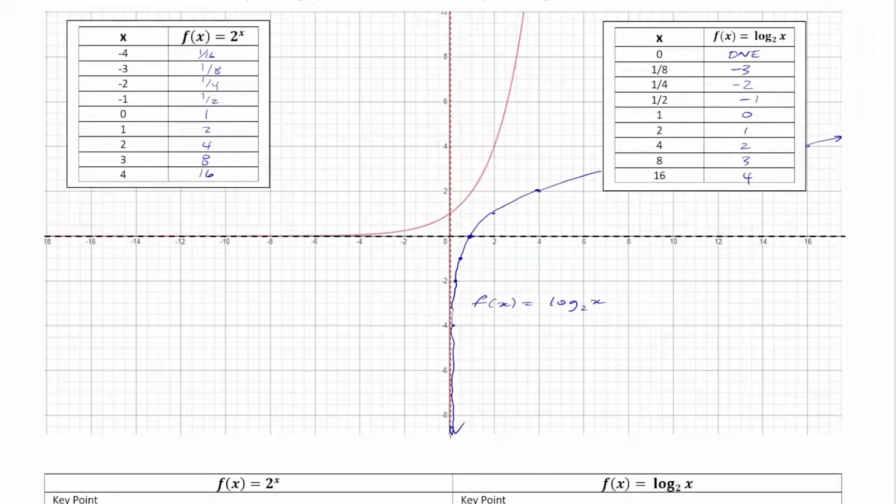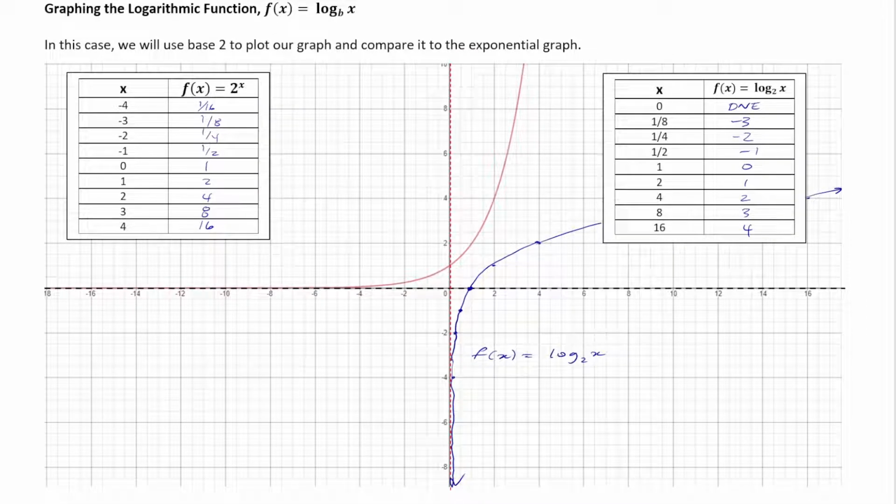Okay, so I've plotted all my points here, and as you can see, I have the logarithmic graph right here. Okay. And the logarithmic graph does definitely look like a reflection of the exponential graph in the line y equals x. So if I was to draw a line, y equals x right through here, this blue definitely looks like a reflection of the original exponential graph. So this is the inverse of the exponential graph.